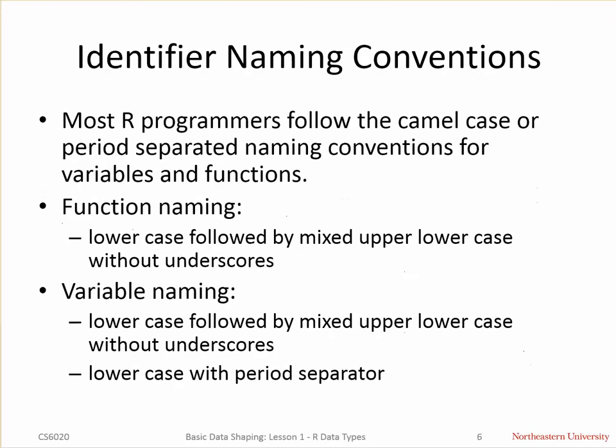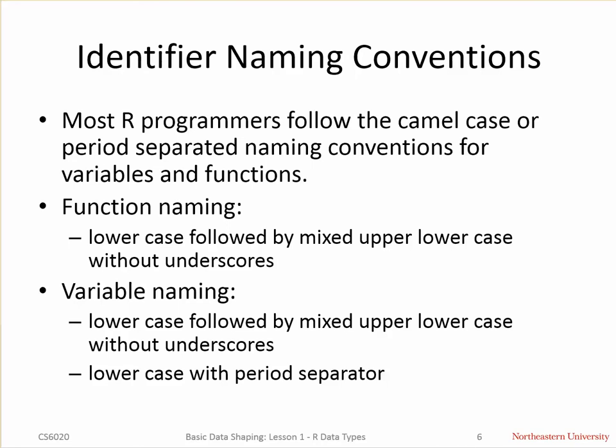Now when you build larger programs, most R programmers follow some kind of naming convention. In fact, most of them follow the camel case or the period separated naming conventions for variables and functions. Now for function naming, most R programmers use a lowercase as a starting letter, followed by mixed upper and lower cases without underscores. In fact, most R programmers don't like using underscores. Again, it's a personal preference, but the camel case mechanism has really evolved as one of the most common naming conventions over the past 10 or 15 years or so. It's actually also used by Java programmers, PHP programmers, Python programmers, and so on.